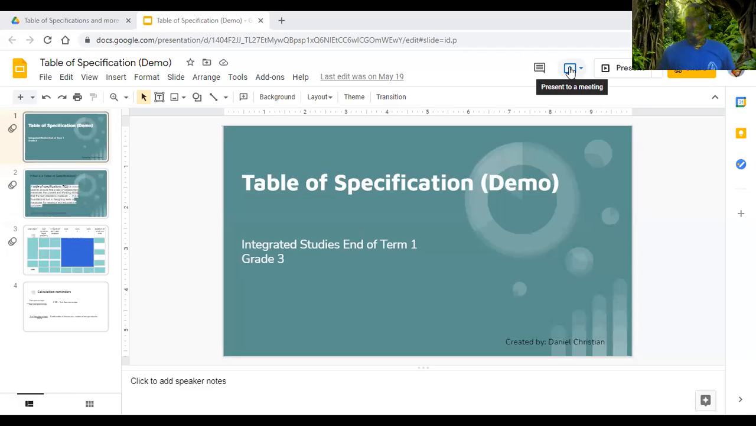All right, pleasant viewing. I know that some teachers would have challenges as it relates to creating a table of specification. No need to be flustered about it. I'm going to take you through creating a simple table of specifications. Let me present my screen.